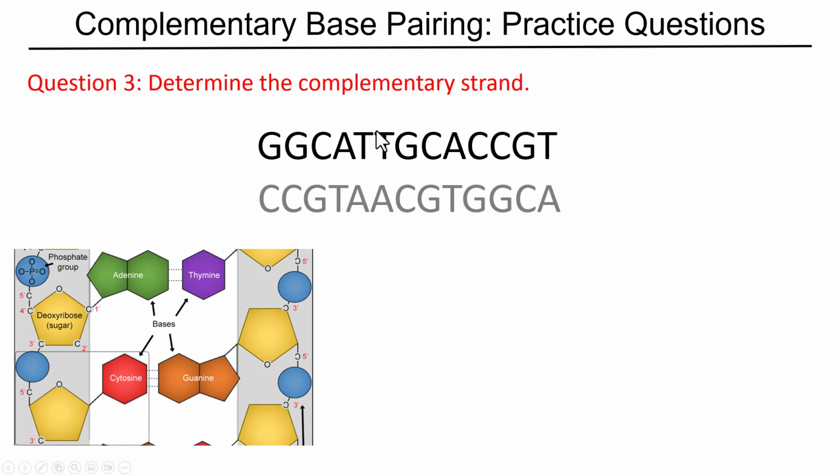So for every guanine we see in the original strand, there's going to be a cytosine in the complementary strand, and the opposite is true as well. For every cytosine in the strand given, we're going to have a guanine in the complementary strand, and the same is going to be with A pairing with T and T pairing with A. So there we go. This is the complementary strand.